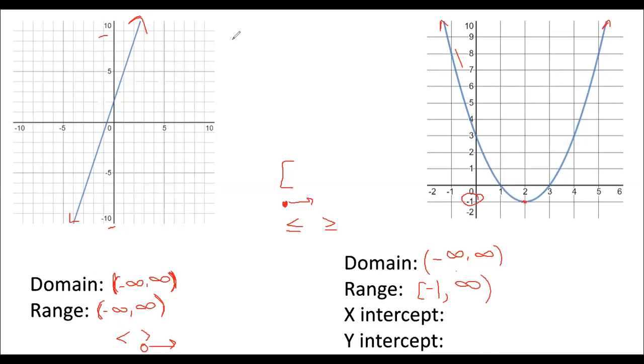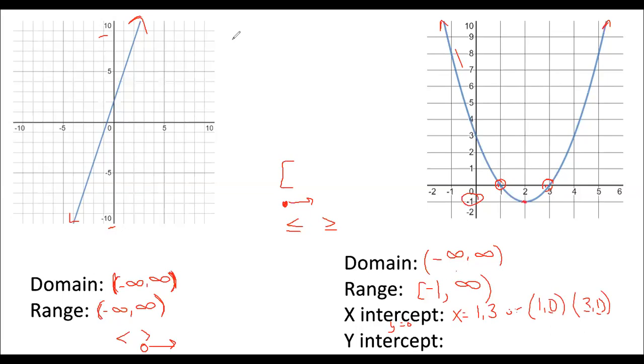Now our x-intercept is just where we cross our x-axis. We can see this graph crosses our x-axis at 1 and 3. We can write this in a couple ways. We can write this as x equals 1 and 3, or as an ordered pair. This point here is 1, 0, and this point here is 3, 0. You'll notice with our x-intercepts, it's where our y is equal to 0.